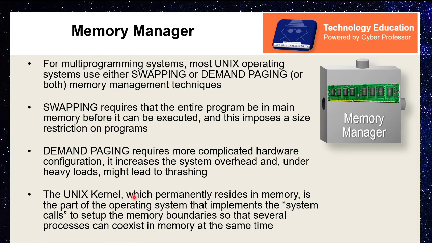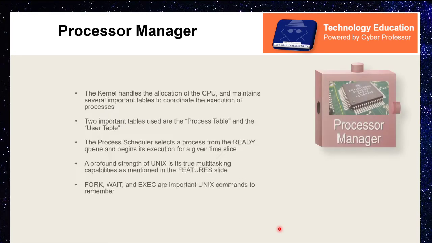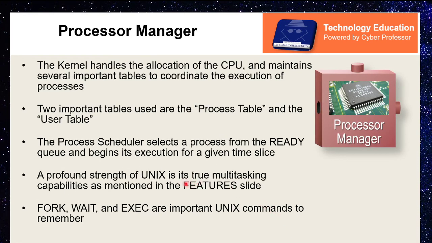The Unix kernel, which permanently resides in memory, is the part of the operating system that implements the system calls to set up the memory boundaries so that several processes can coexist in memory at the same time. As far as the processor management by Unix, the kernel handles the allocation of the CPU and maintains several important tables to coordinate the execution of processes. 2 important tables used are the process table and the user table.